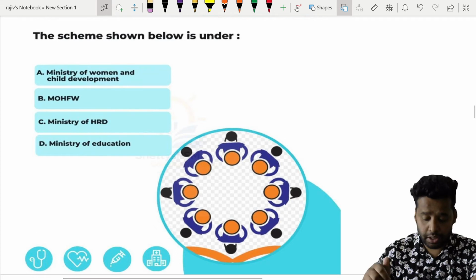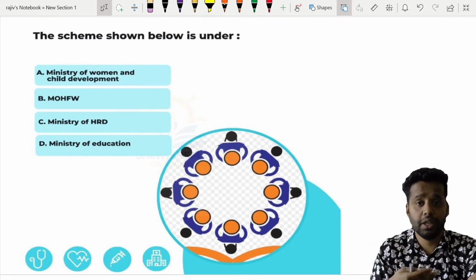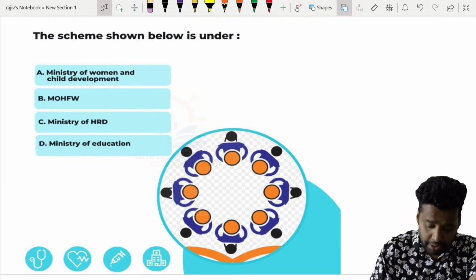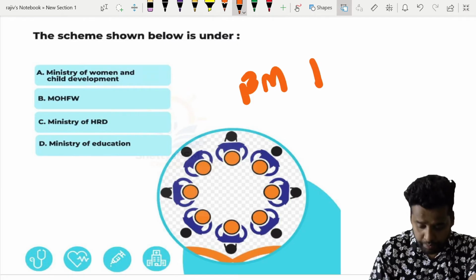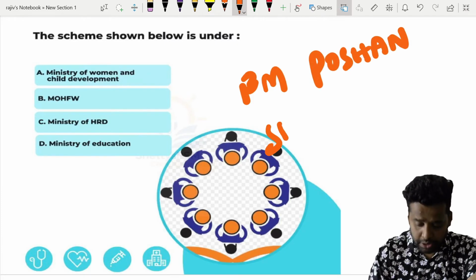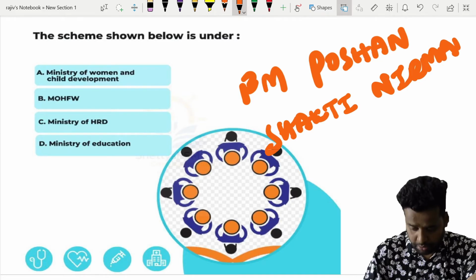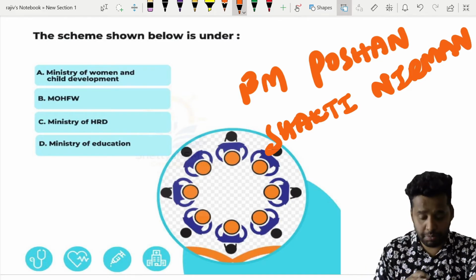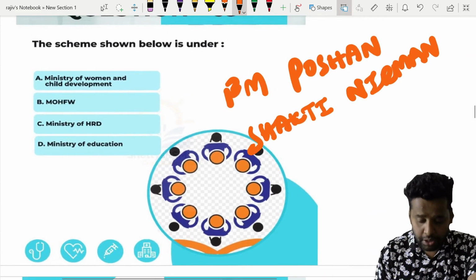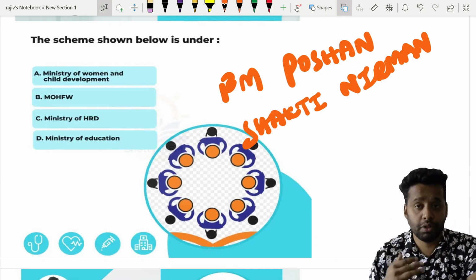This scheme, what you're saying, school children sitting in a circle, having a plate, having that meal, midday meal, has been renamed as Pradhan Mantri Poshan Shakti Nirman scheme. This is one more word where Pradhan Mantri is contributing something for school children also. Everywhere there is Pradhan Mantri nowadays, Pradhan Mantri schemes. So Pradhan Mantri Poshan Shakti Nirman is one more name given to midday meal scheme.